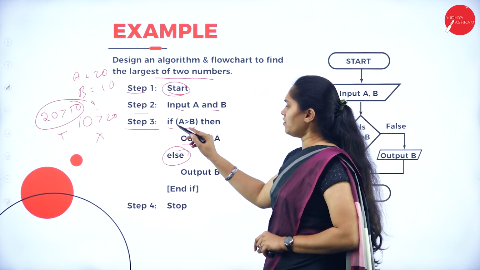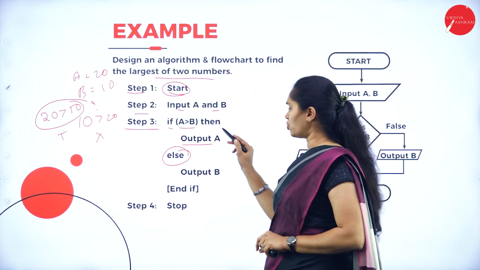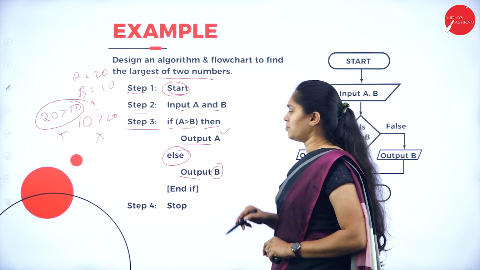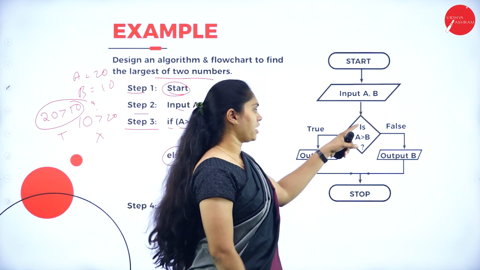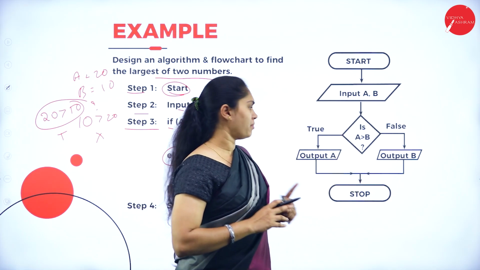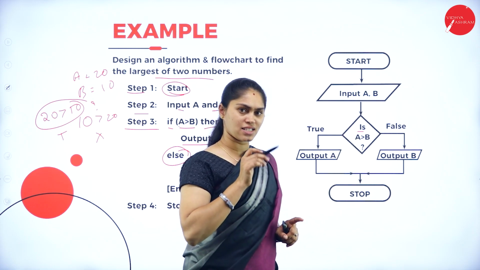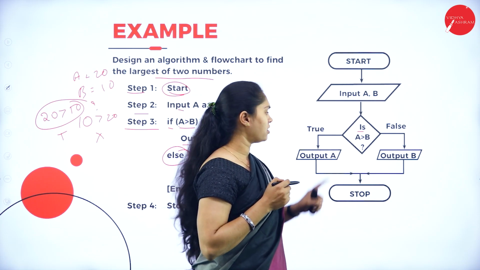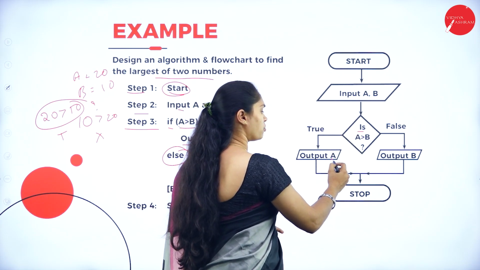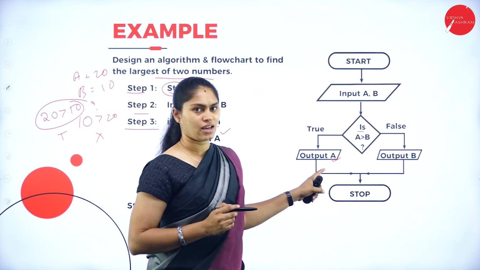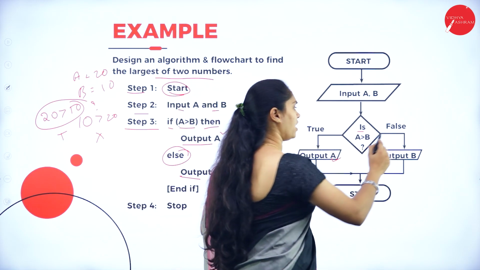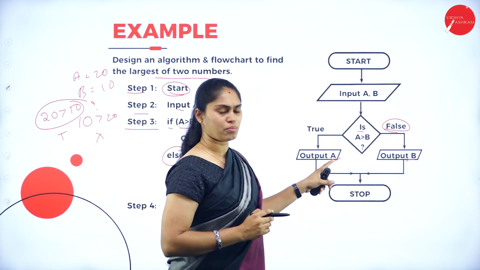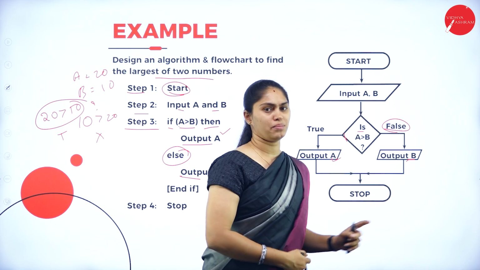See here, if a is greater than b and it is true, then output a. Otherwise, in the else part, we output b. How are we going to write that? By making use of this rhombus, or decision-making symbol. We have to use a keyword called is. We are checking, is a greater than b? Question mark. If it is true, then we output a. If a is greater than b, then the largest is a. Else, for a false statement, output b. If the condition is true, output a. If the condition is false, output b.